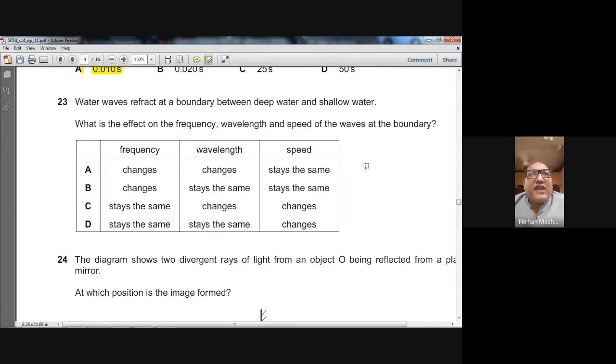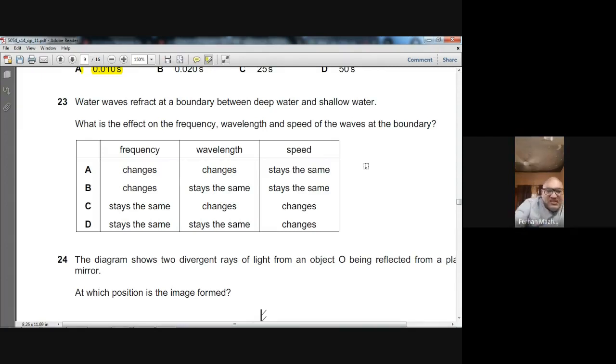Water waves are refracted at a boundary between deep water and shallow water. What is the effect on the frequency, wavelength, and speed of the waves at the boundary? You see, when the water waves from the deep water enter into the shallow water, the frequency will remain unchanged. There is no change in the frequency. The speed will decrease and the wavelength will also decrease.